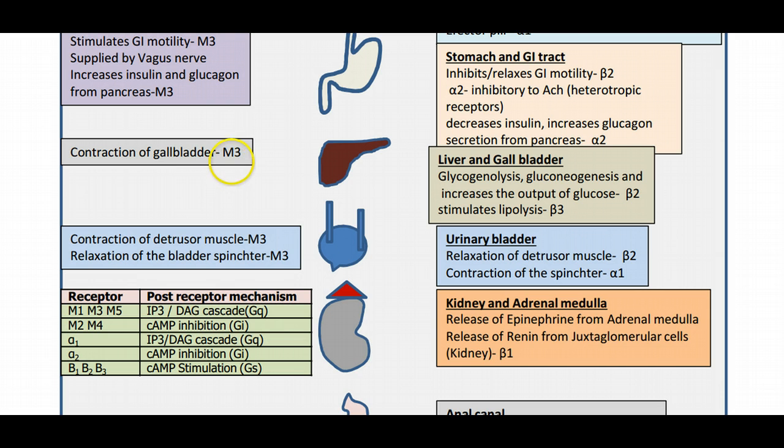As far as the gallbladder is concerned, the gallbladder mainly has M3 receptors. So whenever M3 receptors are stimulated, it causes contraction of the gallbladder. Whereas the sympathetic system has a major effect on the liver, where it causes glycogenolysis, gluconeogenesis, and increases the output of glucose. So the net effect you will see is an increase in blood sugar, and these effects are mediated by beta 2 receptors. Whereas the beta 3 receptor is only involved with lipolysis.